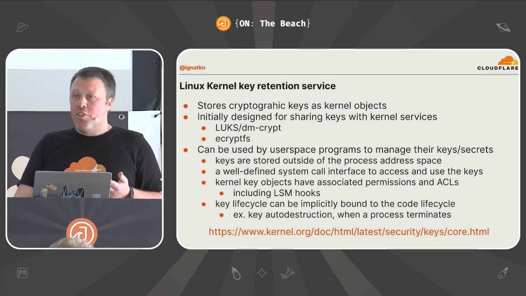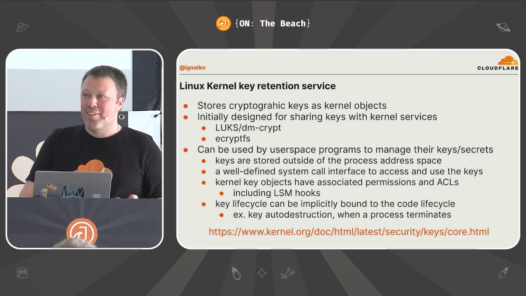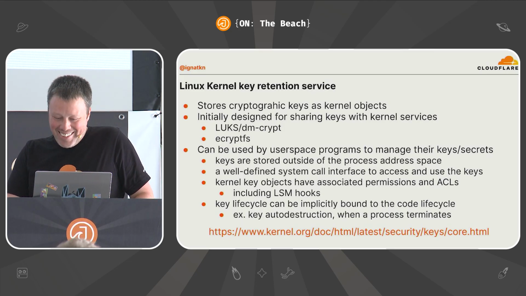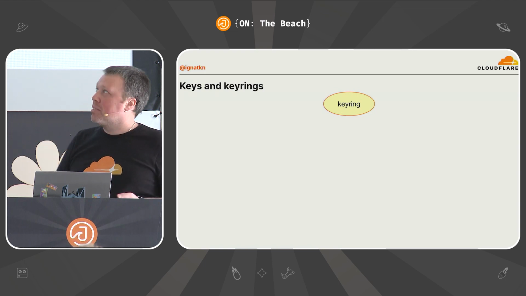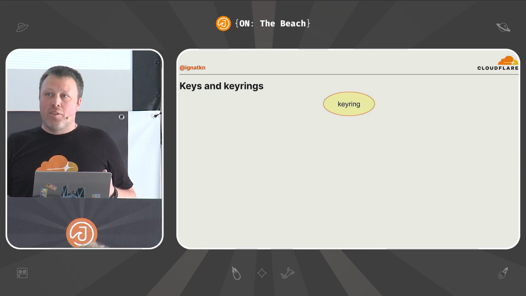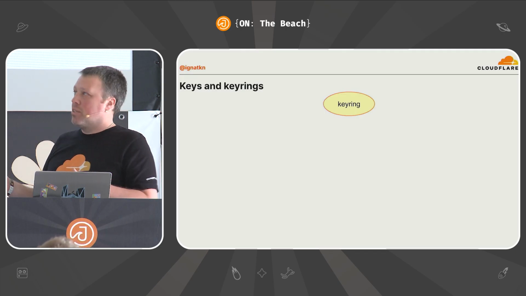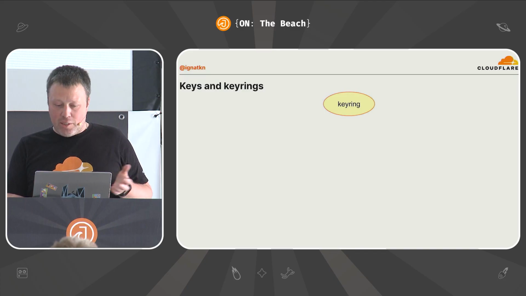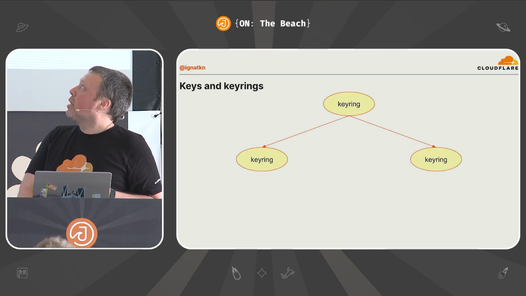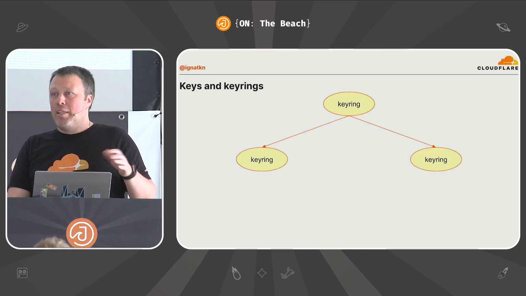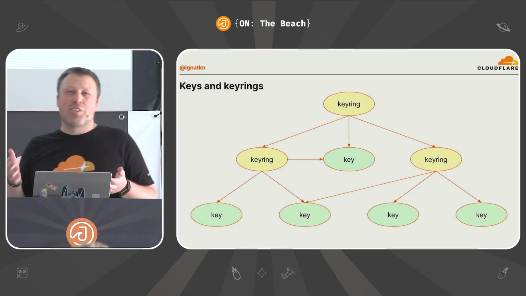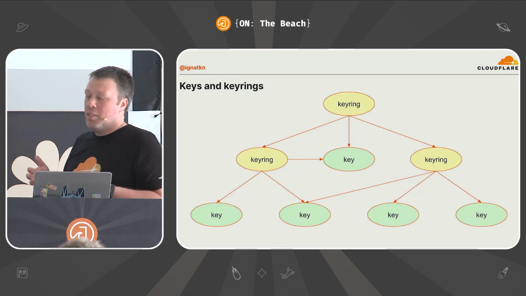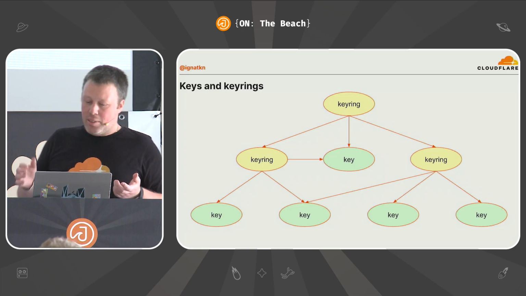Surprisingly, for a kernel feature, it has really great documentation. The basic idea behind the keystore is that it categorizes the keys into key rings and keys. You have the top-level key ring, which may contain other key rings, and then these key rings can contain keys, similar to a file system structure, but specifically for keys.